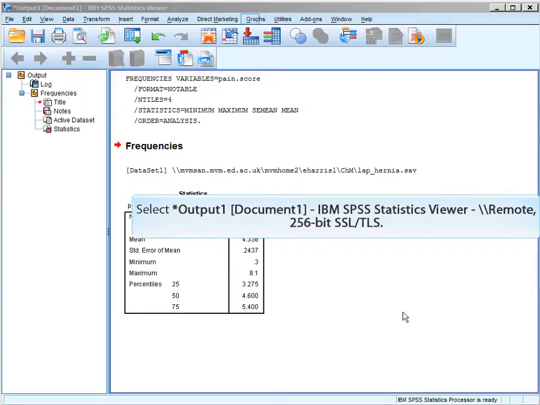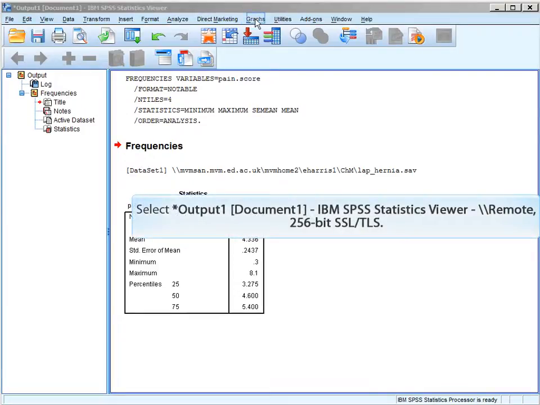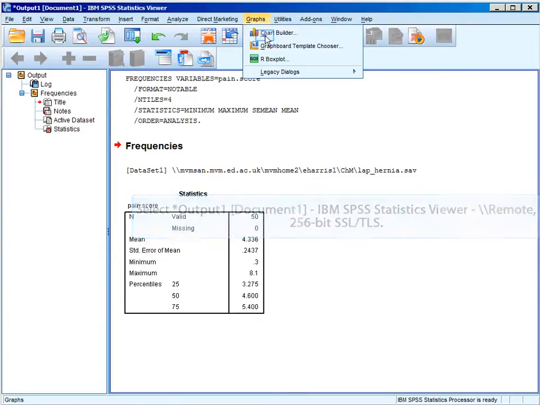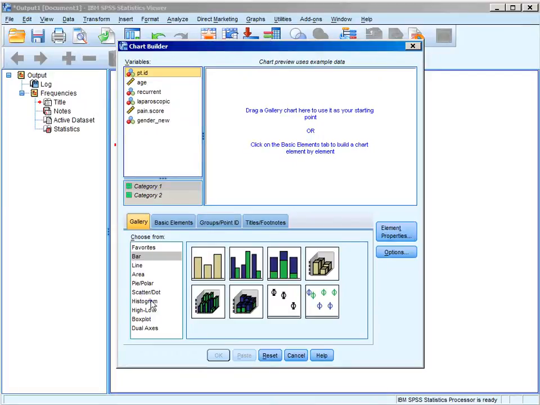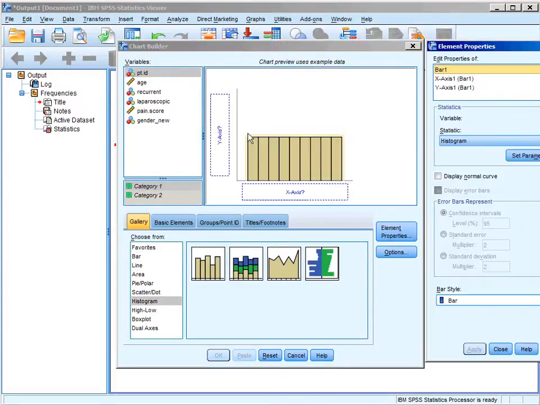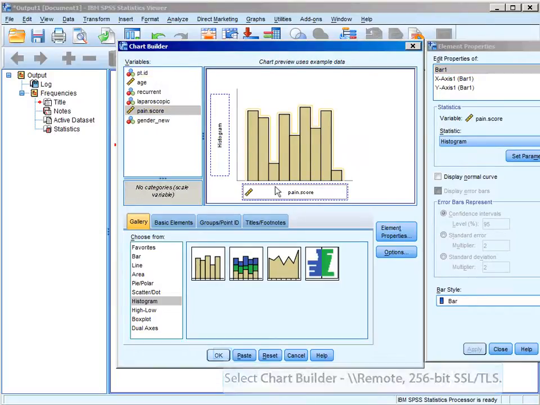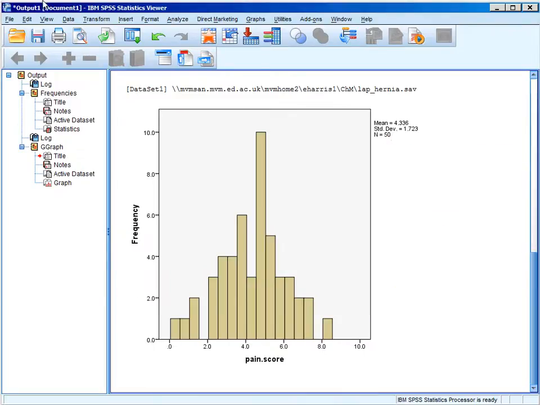Next, we want to bring up a histogram of pain score. So go to Graphs, Chart Builder. On the list on the left hand side, click Histogram, drag the histogram, the left hand box, which is a simple histogram, into the Chart Builder box, and drag pain score into the x-axis and click OK. And you should come up with a histogram that looks like this.